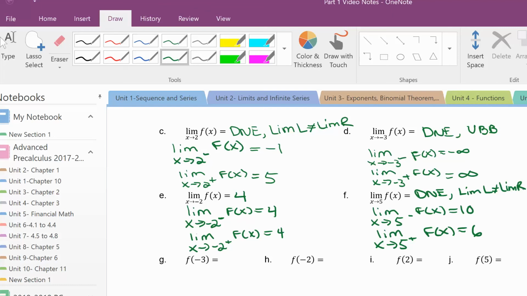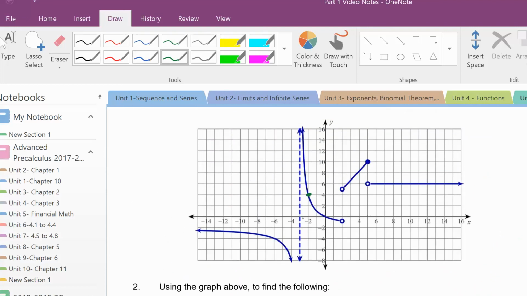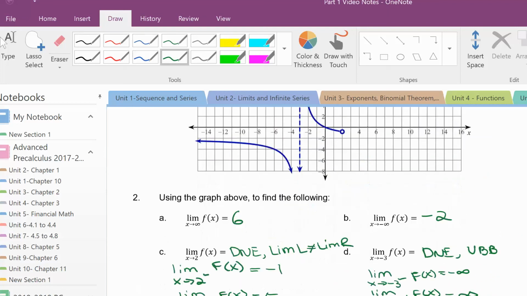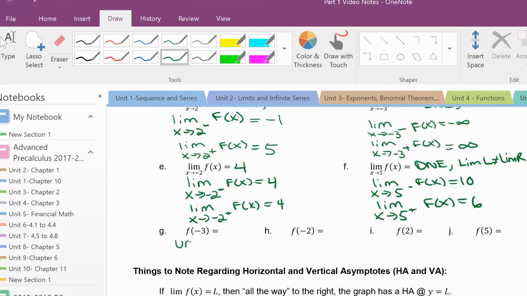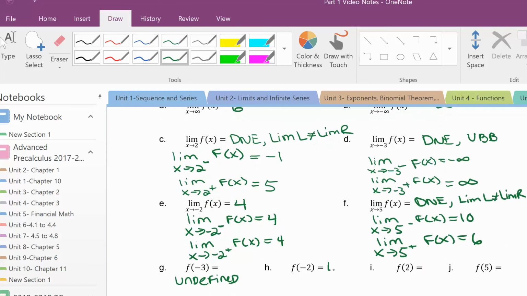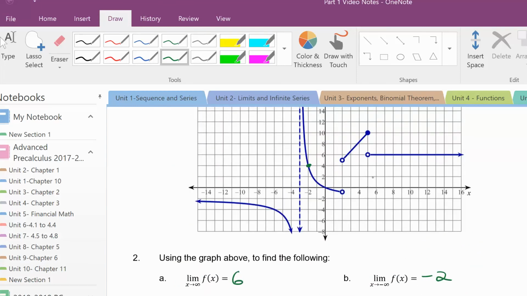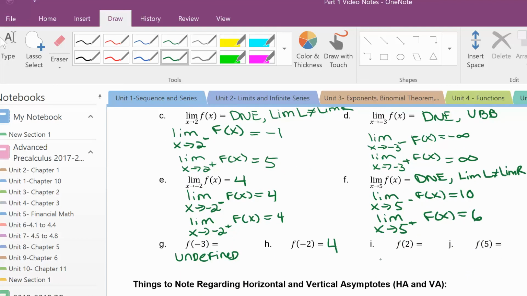All right, and the last part, it asks you to find the values of the function. So f of -3, well, there's an asymptote there, so it's undefined. f of -2, well, -2 is 4. f of 2, notice there's 2 open circles, so that means it's undefined.